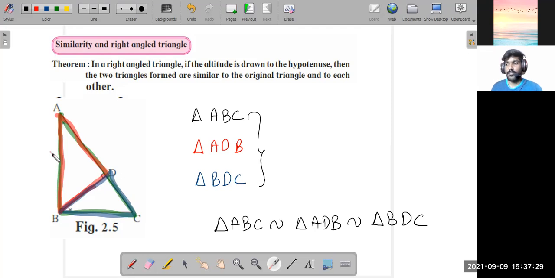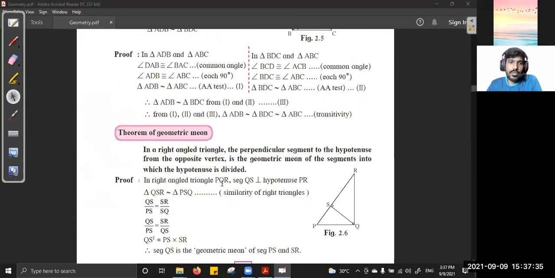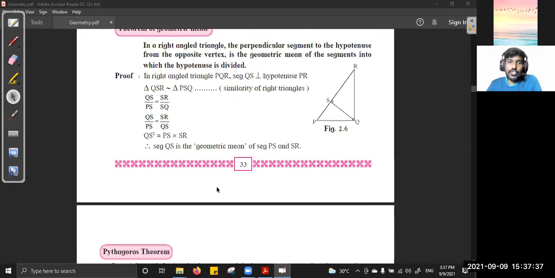Done. Okay. Now let's do the theorem on geometric mean.